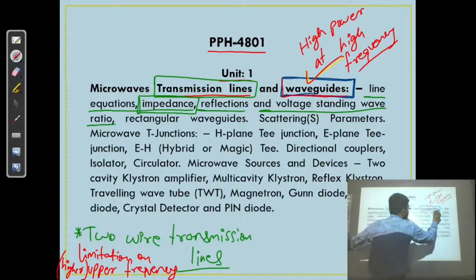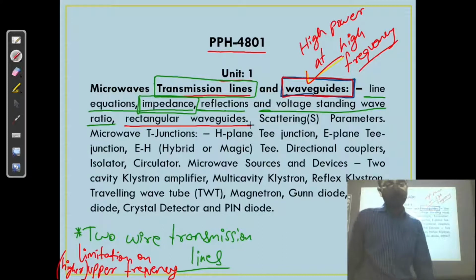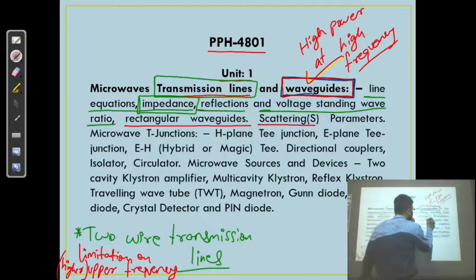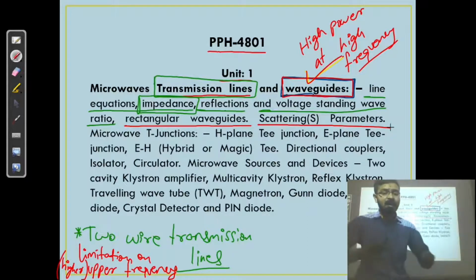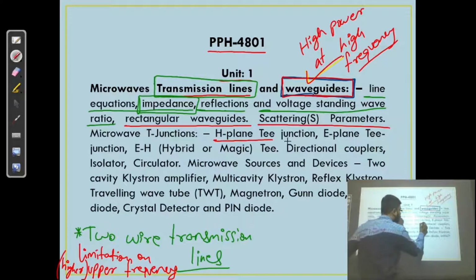In the waveguide topics, we will particularly study rectangular waveguides. To understand rectangular waveguides, we will study S parameters. Then we will study the junctions in microwaves, that is, how waveguides are joined. If a wire is there, it can be twisted and just joined with another, and that will be the connection. But in waveguides, there has to be a specific shape of junctions that we will study. That is nothing but the H plane T junction.